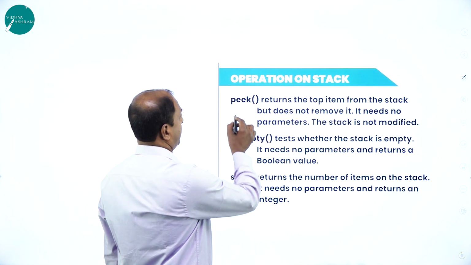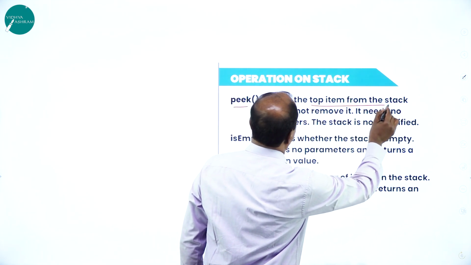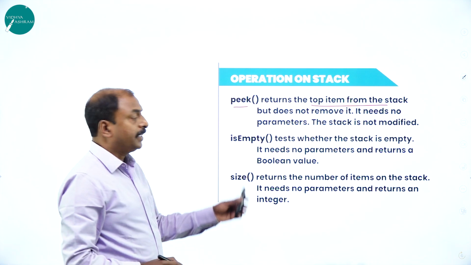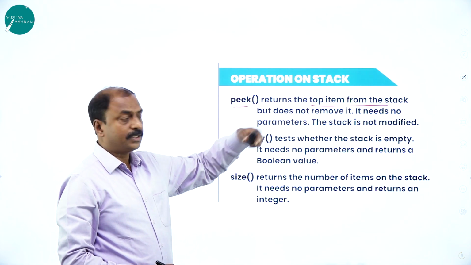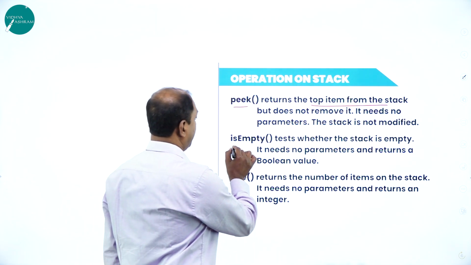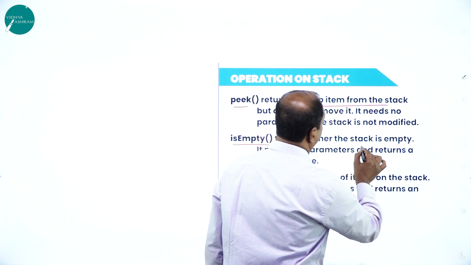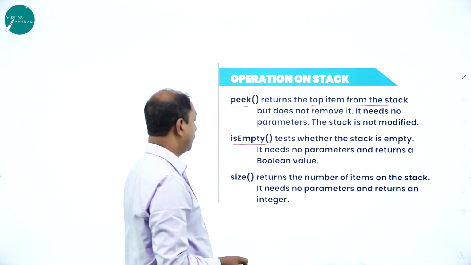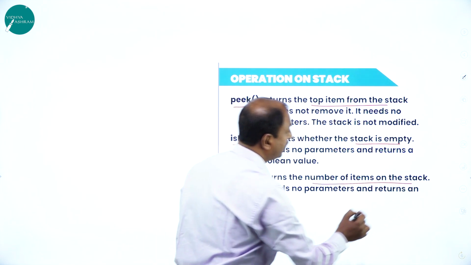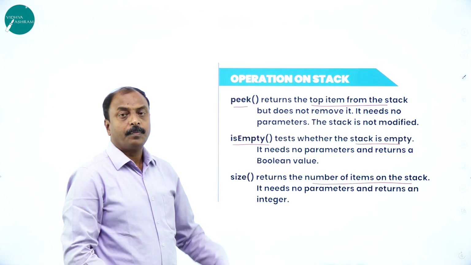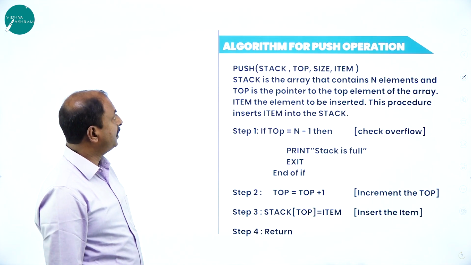Next one is peek, another operation. It returns the top item from the stack, so it displays or outputs the last item of the stack. Then is empty checks whether the stack is empty or not. Next one is size. It returns the number of items on the stack. See, these are the different operations that can be performed on a stack.